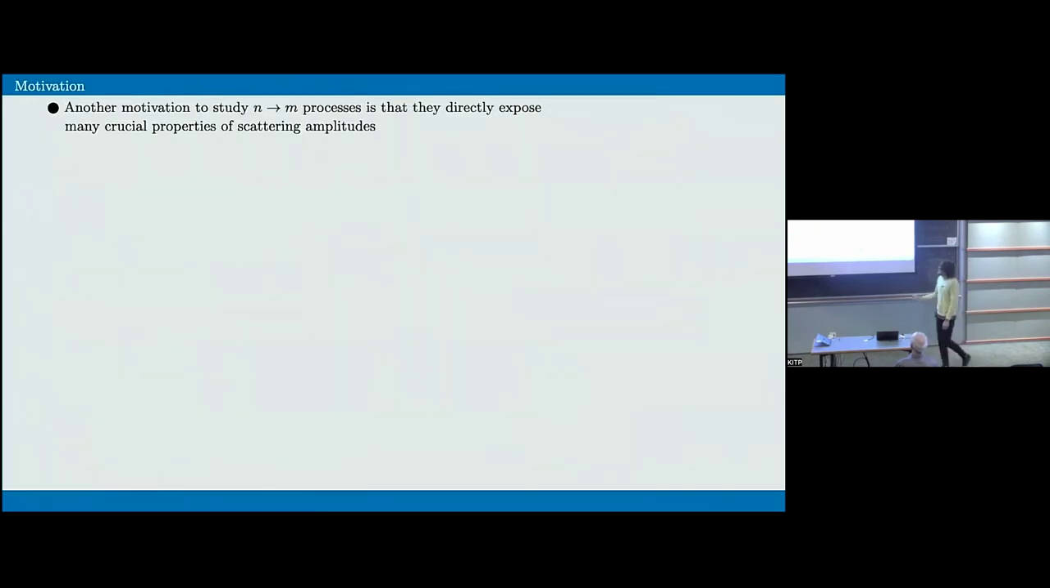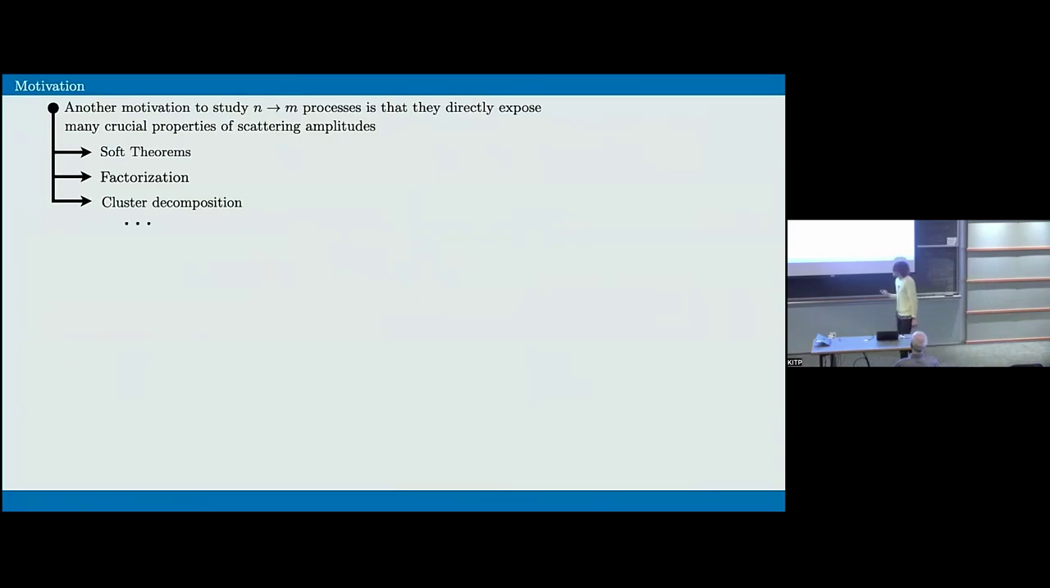Okay? Now, another motivation to study multiparticle processes is that it gives us very direct access to very crucial physical properties of scattering amplitudes. For example, soft theorems in the case of theories of Goldstones, or factorization, or cluster decomposition, which are not accessible at the level of 2-to-2 scattering amplitudes.